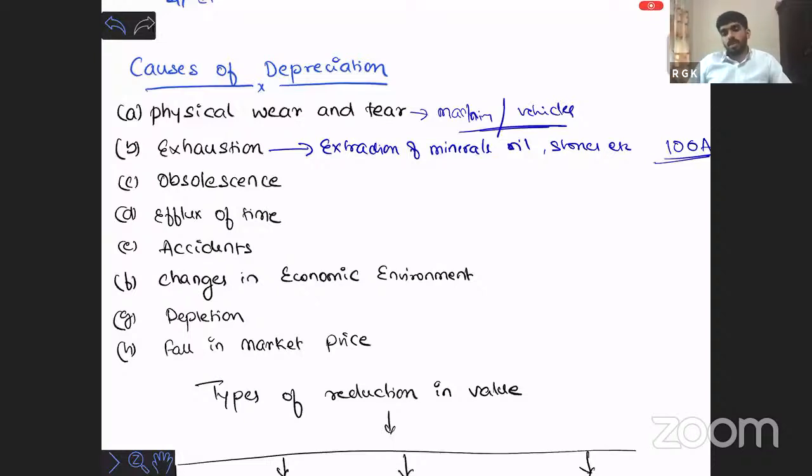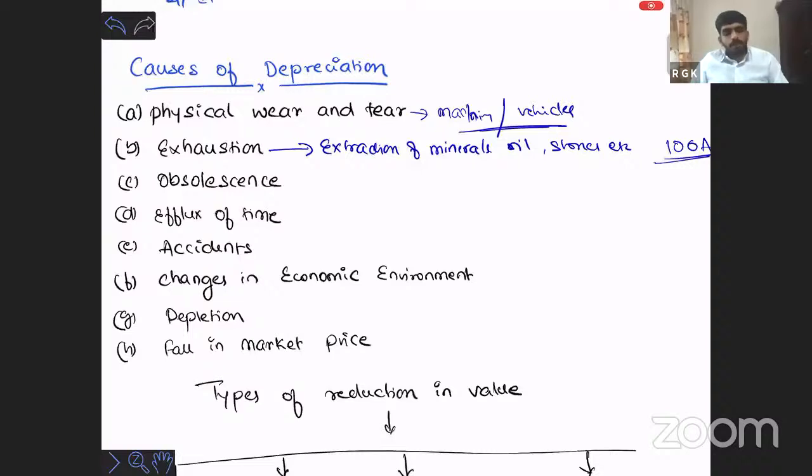This is called obsolescence. So what is obsolescence? Outdated. Assets are getting discarded due to outdated technology, change in the working conditions. So this is called obsolescence. Efflux of time. So what is efflux of time?